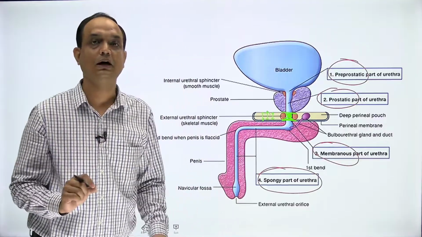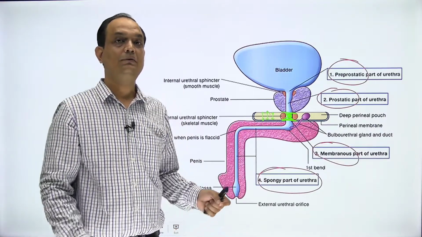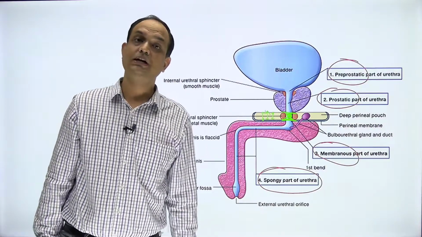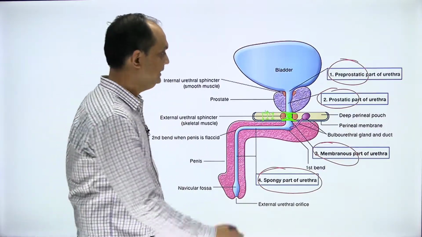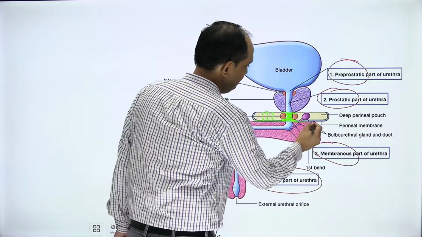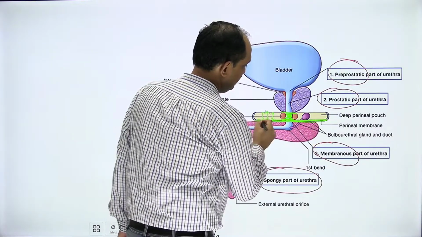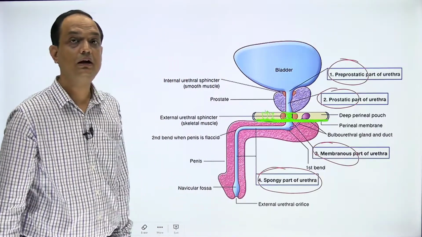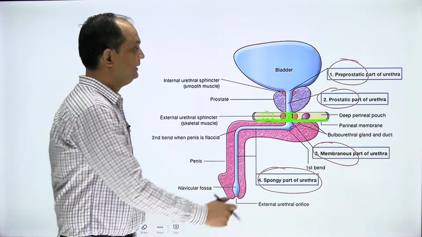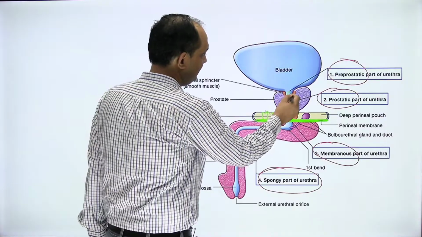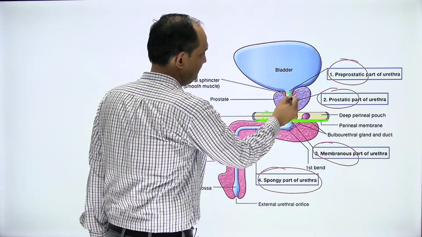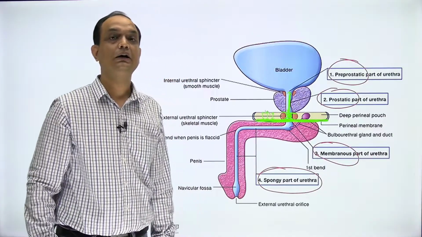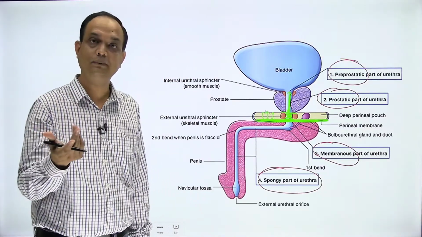Membranous part of urethra is the urethra which pierces the thickness of the urogenital diaphragm, and then it pierces this perineal membrane, which is the lower covering of your urogenital diaphragm. Okay? And above that you have this prostatic part of the urethra, and this prostatic part of the urethra is absent in the females.